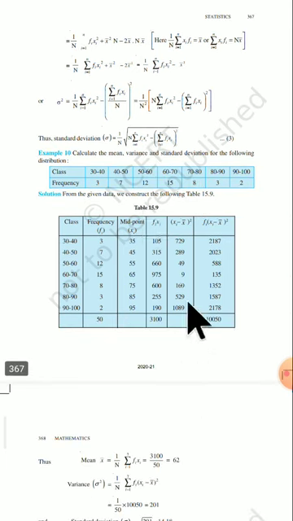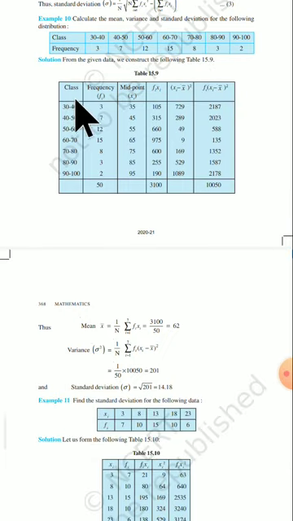So consider one example: calculate the mean, variance and standard deviation for the following distribution. Here the given class intervals are these, next the frequencies are these. Next we have to form the table. First write down the class, next the frequency. First find out the value of midpoint, that is 30 plus 40 divided by 2, 40 plus 50 divided by 2, 50 plus 60 divided by 2, 60 plus 70 divided by 2, 70 plus 80 divided by 2, 80 plus 90 divided by 2, 90 plus 100 divided by 2.